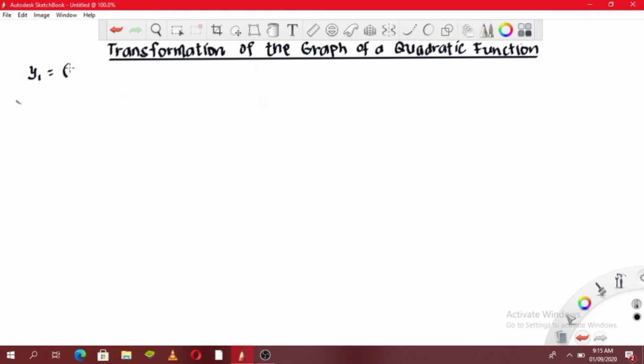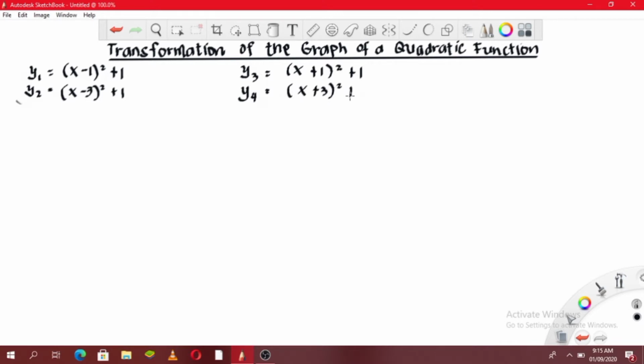So let's have (x - 1)^2 + 1. So this is the first function. And then second function natin, quantity of (x - 3)^2 + 1. Third function natin, y sub 3. Let's have (x + 1)^2 + 1. And then the fourth function, y sub 4, is the quantity of (x + 3)^2 + 1.